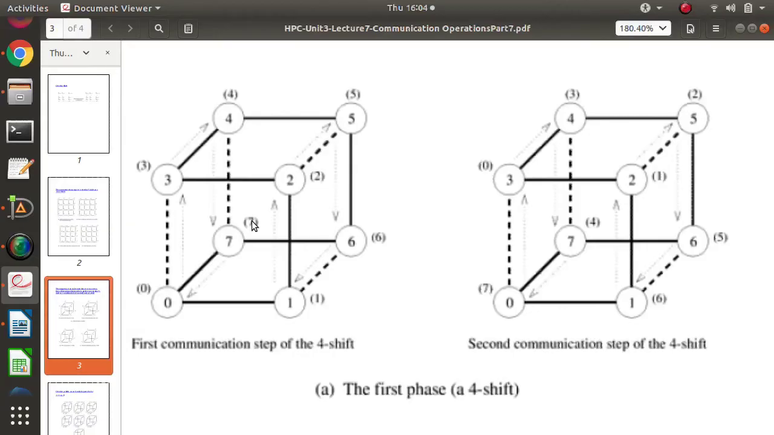Now see, these nodes are arranged in a linear array only. But this linear array is arranged in such a way that it looks like a hypercube. For example, here there are some dotted lines and there are dark lines. The dark lines form a linear array. If you follow the dark line, you get one linear array: 0 to 1, 1 to 2, 2 to 3, 3 to 4, 4 to 5, 5 to 6, 6 to 7, and again 7 to 0. So this is a linear array. Here this is a linear array, and here this is a linear array. So the linear array is shown by the dark line.